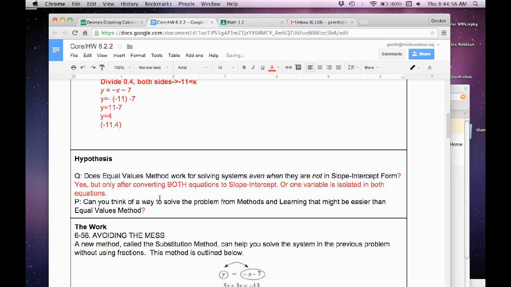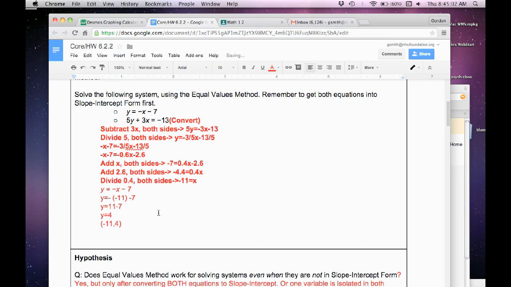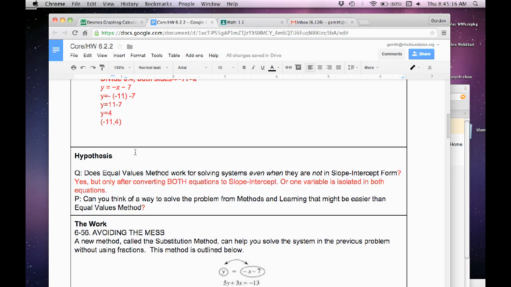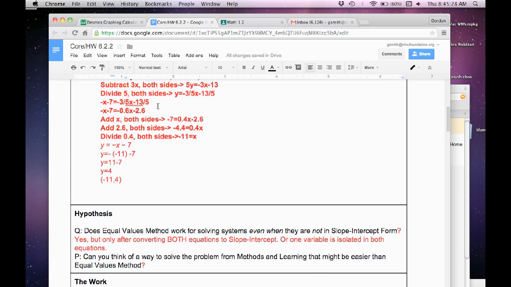Okay, B, can you think of a way to solve the problem from methods in learning that might be easier than the equal values method? I can, because we've seen this before. We've seen when y is equal to something, then you can take that value and replace it in another location. We've seen that before in some of our preview work. That's called the substitution method. And it seems like that would work better, because then you'd really just end up with 5 times negative x minus 7 plus 3x equals negative 13, which would give us an equation where we could solve for x.